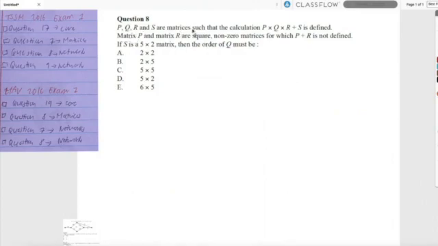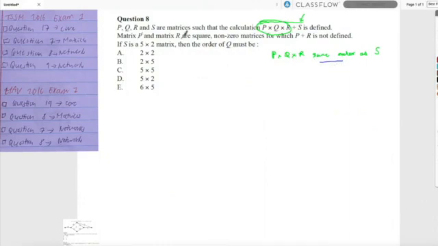Here it is. I love these. They're little logic puzzles. It's about order and matrices, and there's some rules. P, Q, R, S are matrices such that the calculation P times Q times R plus S is defined. Now, straight away, I've got a fact here. For this to be defined, you're adding the result of P times Q times R to S. That means P times Q times R has the same order or size as S, otherwise you couldn't add them, because you can only add matrices of the same order or size.